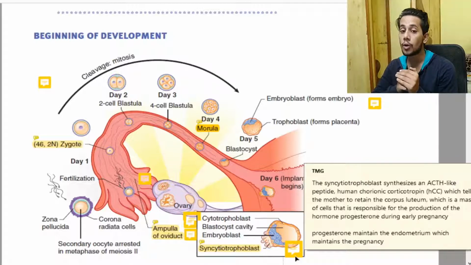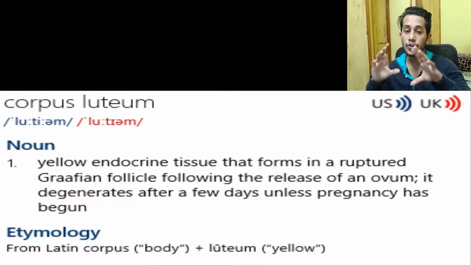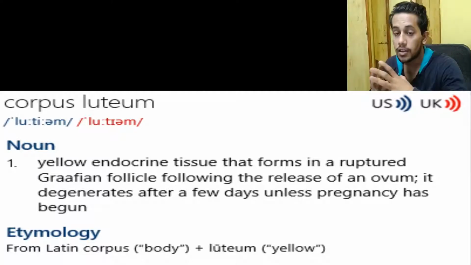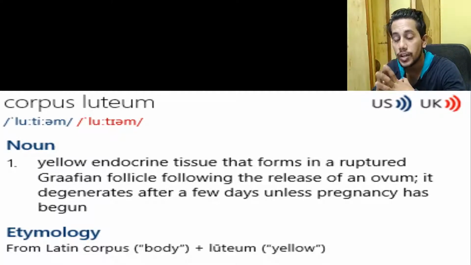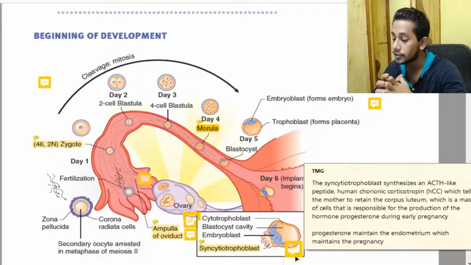Now, what is corpus luteum? Let me just divide it for you. Corpus means body and luteum is yellow. So it is a yellow tissue which is released every month after the egg, and it just degrades after a few days and then it is flushed away. Now, degrading stops only and only if the egg is fertilized, otherwise it will just degrade away.